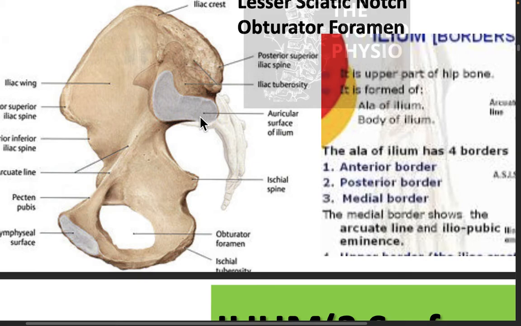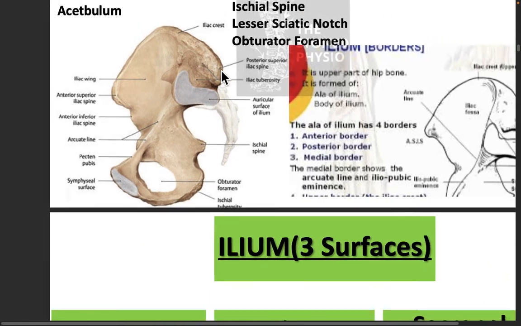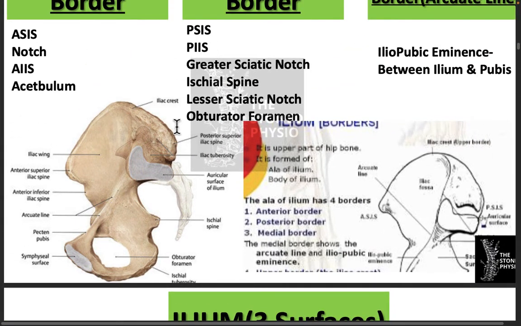Likewise, if we have a look at the posterior aspect, or you can say posterior border of the ilium, in that case we are supposed to talk about first of all the PSIS. Okay, the PSIS. Then we have got the PIIS. Okay, we have first of all the posterior superior iliac spine. Then we have got another structure here that is called PIIS. Okay, that is posterior inferior iliac spine.